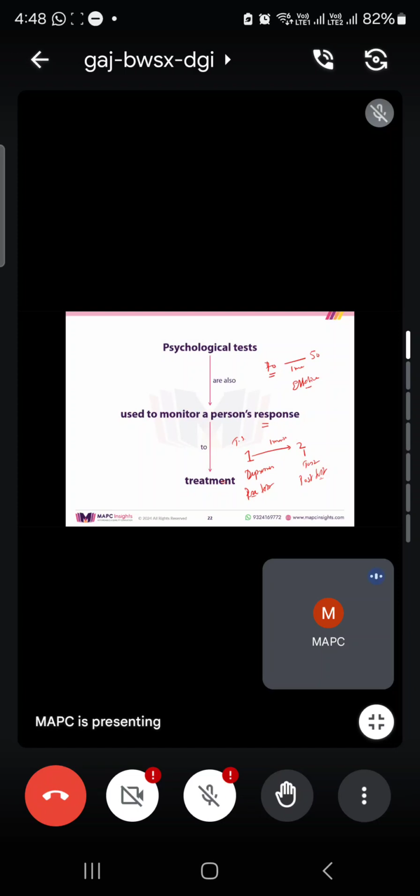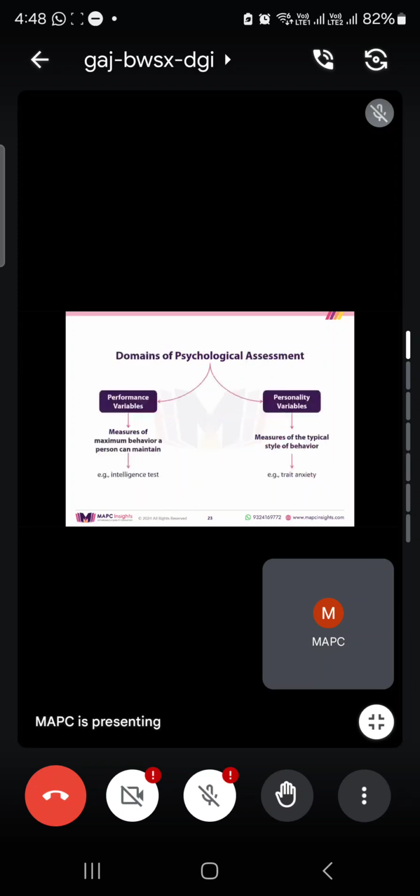So these psychological tests are also used to monitor the effectiveness of the treatment, or whether the client or patient is responding to treatment or not. That also we can check with the help of these tests. There are various domains of psychological assessment, so we'll see them one by one.